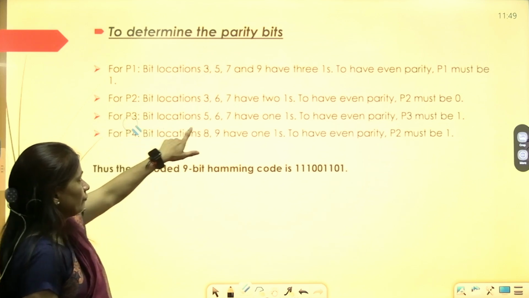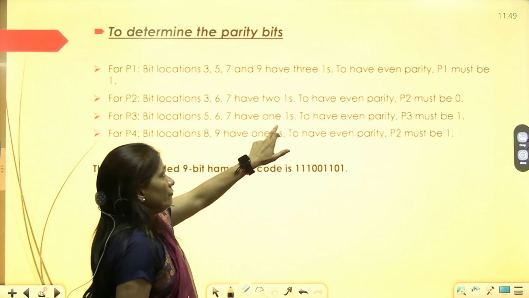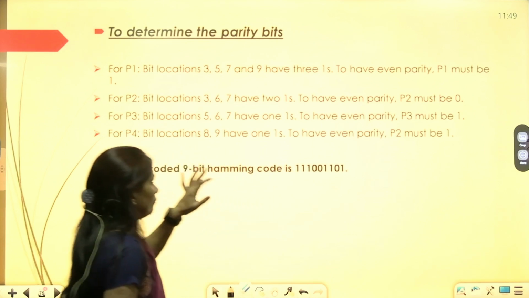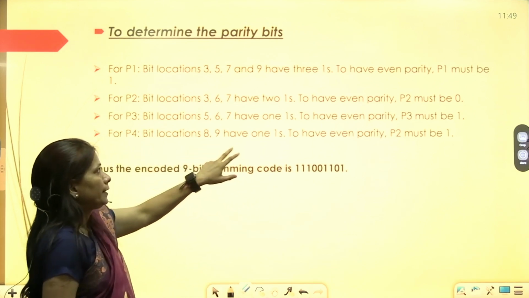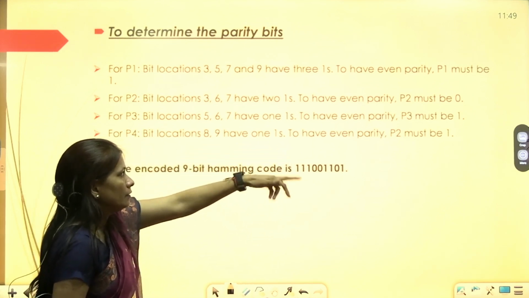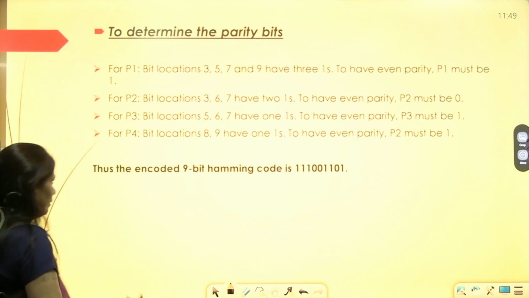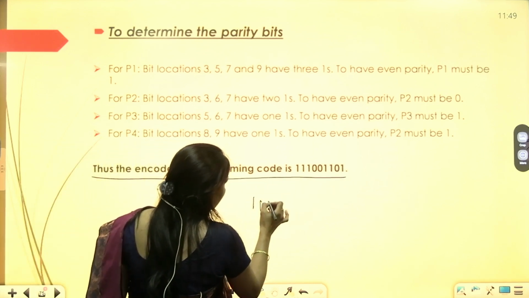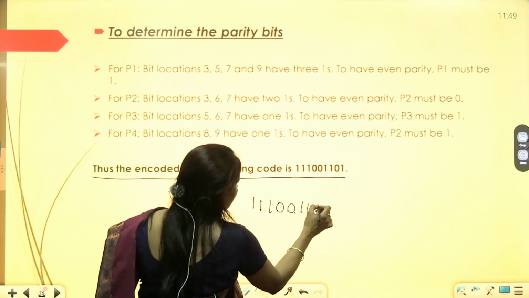For P3, positions 5, 6, 7 have ones. To have even parity, P3 must be 1. Bit locations 8, 9 have ones. To have even parity, P2 is 1. Thus, the encoded message is 1, 1, 1, 0, 0, 1, 1, 0, 1.